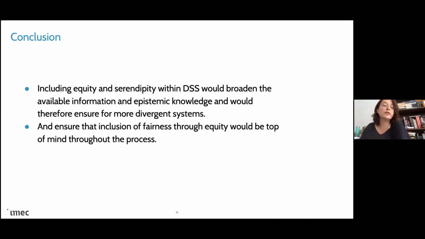And in conclusion, including equity and serendipity within a decision support system would broaden the available information and the knowledge that different stakeholders can bring, and would therefore ensure that you get more divergent systems. And furthermore, inclusion of fairness through equity would be top of mind throughout the process and not only a nice to have.